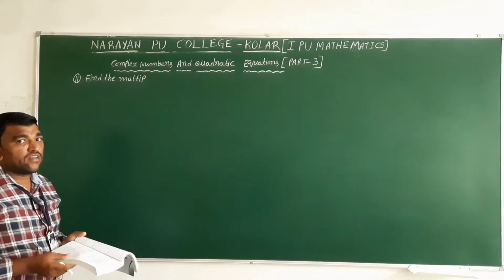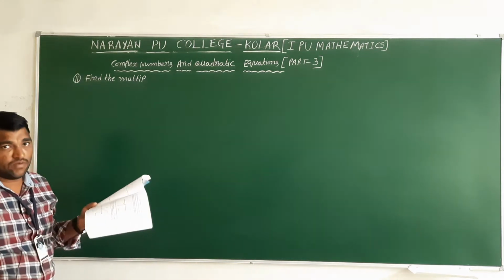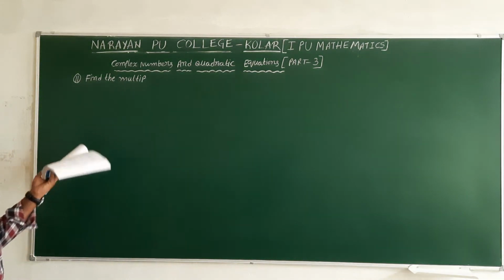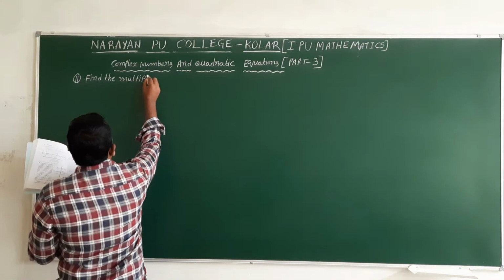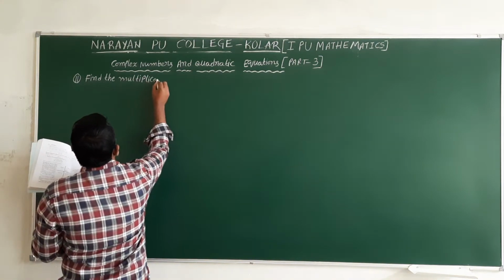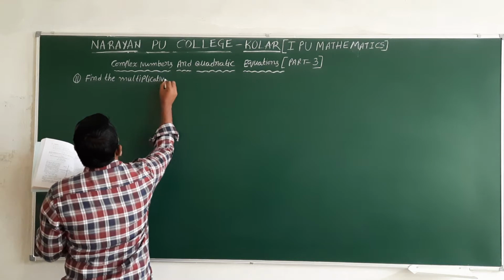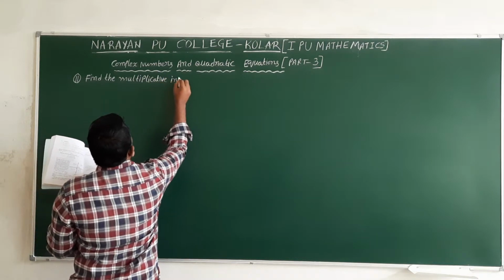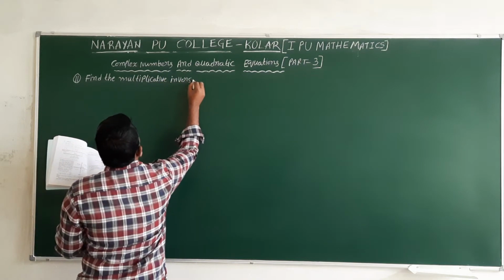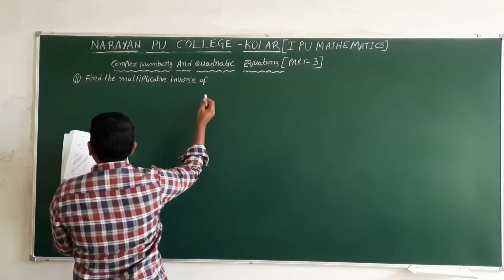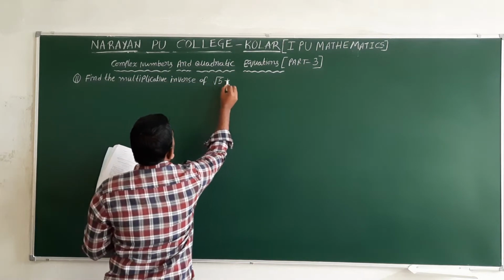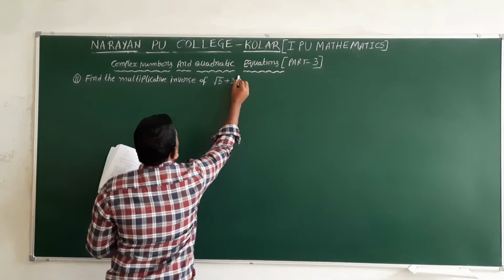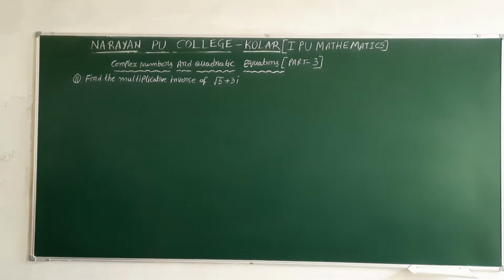In the previous session, we completed up to 10 problems. Now we will continue with the next problem, the 11th one. Find the multiplicative inverse of root 5 plus 3i. Multiplicative inverse of root 5 plus 3i.